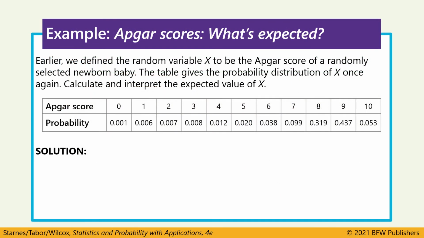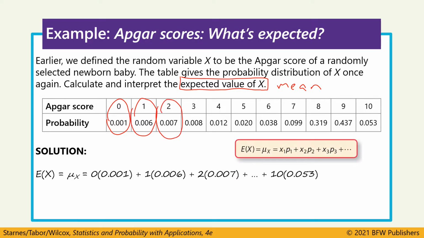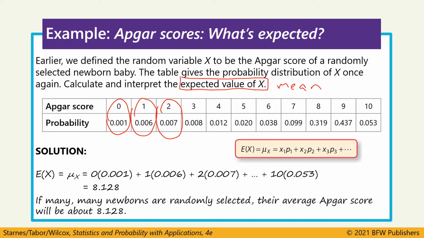Let's say we're looking at our probability distribution of APGAR scores for randomly selected newborn babies, and we're asked to calculate and interpret the expected value of X. That's asking us to find the mean, and we're just going to take each APGAR score, multiply it by its probability, and add all those values together. That gives us a total of 8.128, which means if we randomly selected many newborns and averaged their APGAR scores, we would expect to get the value that we just found.